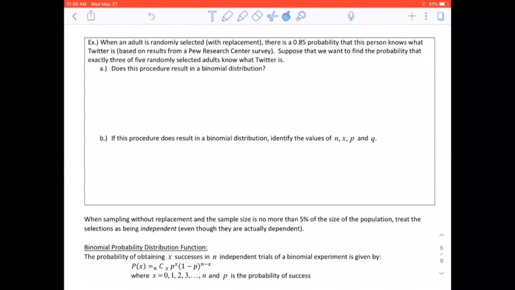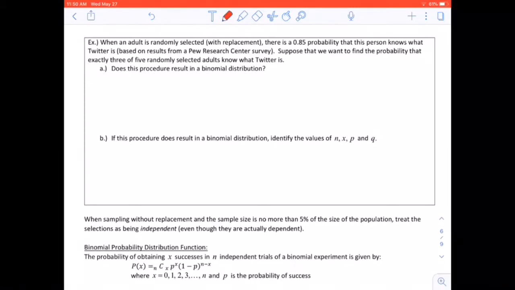The next example that we have says when an adult is randomly selected with replacement, there is a 0.85 probability that this person knows what Twitter is based upon results from a Pew Research Center survey. Suppose that we wanted to find the probability that exactly 3 of the 5 randomly selected adults know what Twitter is. So part A says, does this procedure result in a binomial distribution?